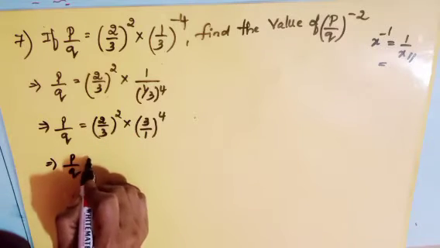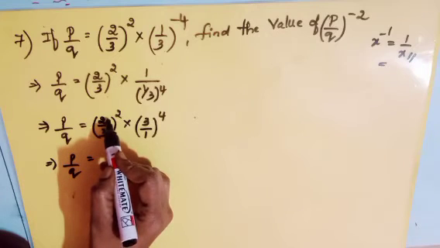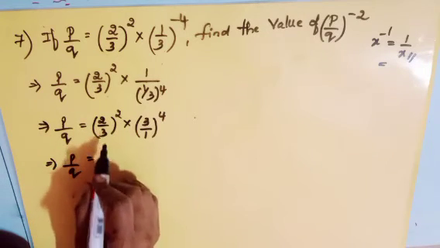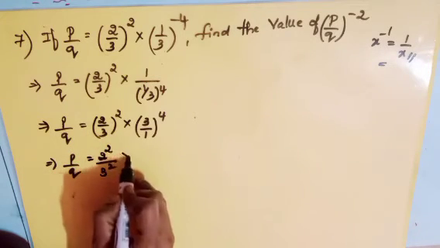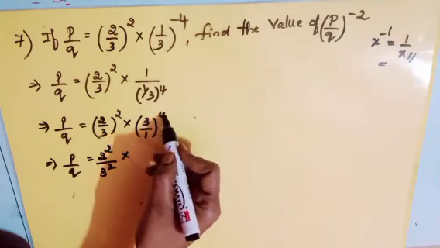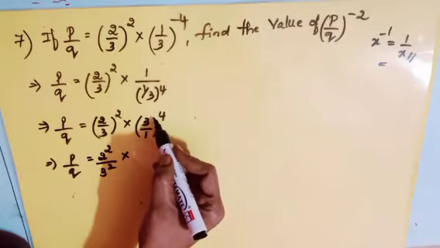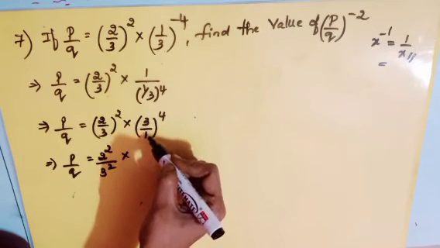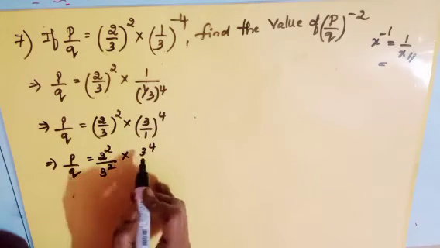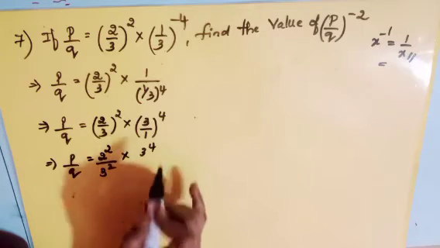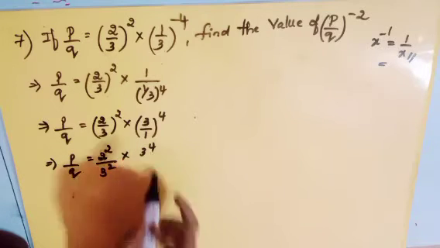Next, P by Q equals 2 by 3 whole square means the power applies to the numerator as well as the denominator. So this can be written as 2 square divided by 3 square into 3 by 1 whole to the power of 4. This means the power applies to the numerator as well as the denominator, so this can be written as 3 to the power of 4. So 1 to the power of 4 is 1 only, so it is understood that the denominator is 1. So I'll write only 3 to the power of 4.